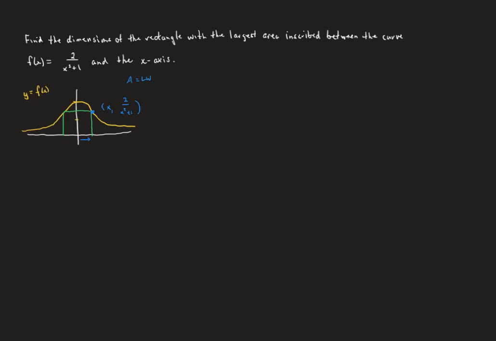Now we can see that the base, or I'm going to call that the length of our rectangle, will be 2 times that x from the symmetry. And we can see that the height, or I'm going to call it the width of that rectangle, is going to be that vertical distance, which is going to be the y-coordinate of that point, which is 2 over x squared plus 1. So our area is going to be given by 4x over x squared plus 1.